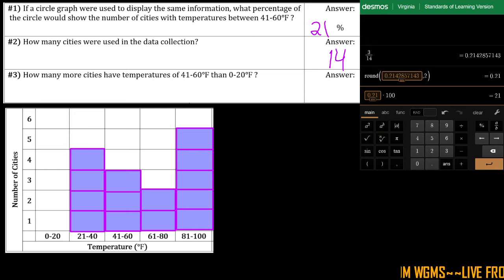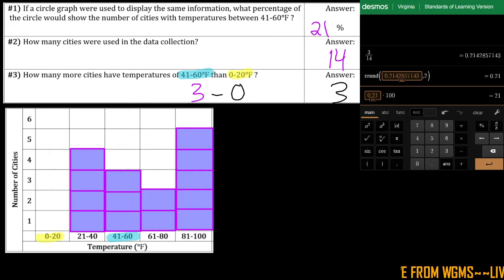So I'm saying, okay, first I need to find my first amount, which is that 41 to 60. And I said that there is 3. And then in my next amount of 0 to 20, there is 0. There's actually 0 in there. And so I can say, well, 3 minus 0 is just 3. So there's 3 more cities that have temperatures of 41 degrees to 60 degrees than there are of cities of 0 degrees to 20 degrees.